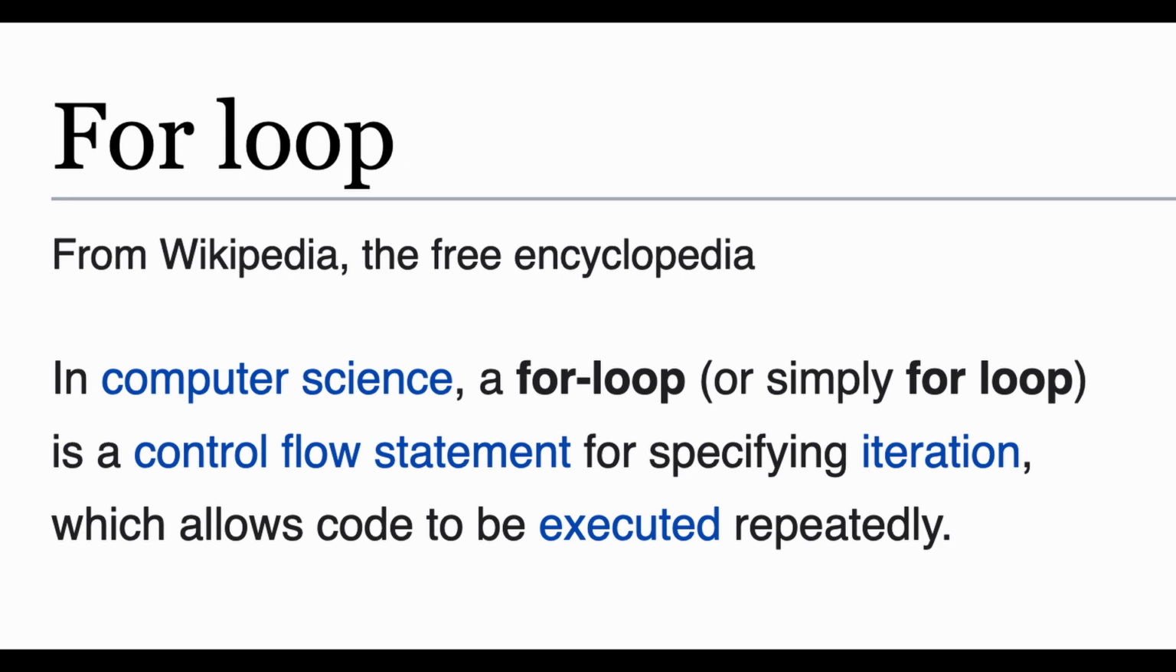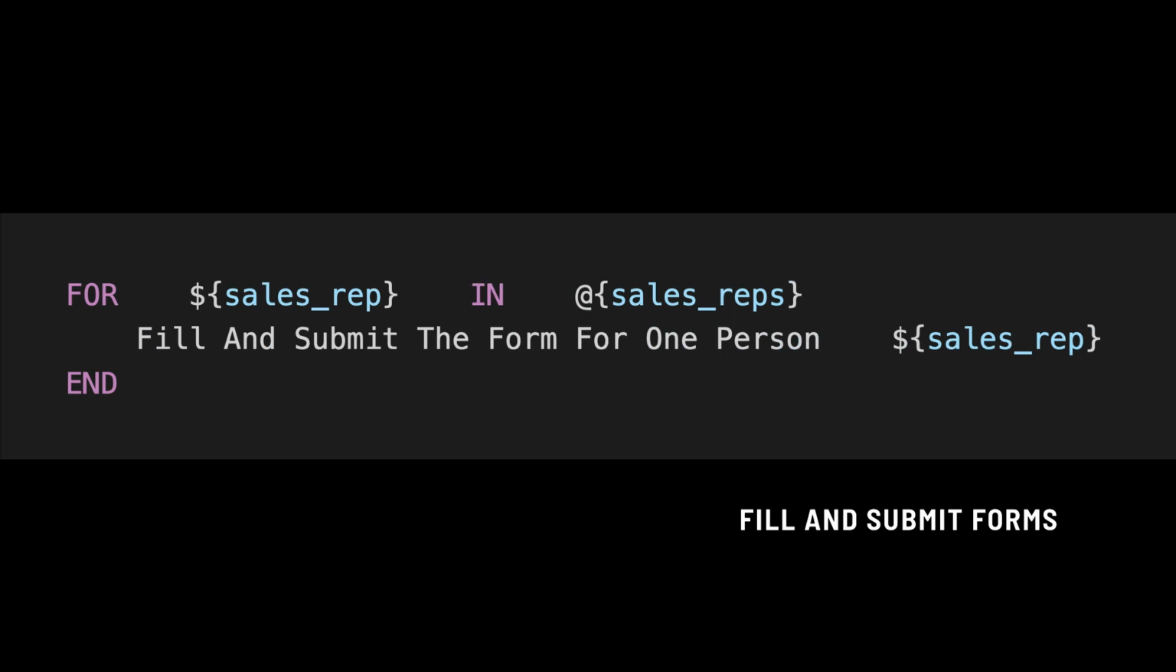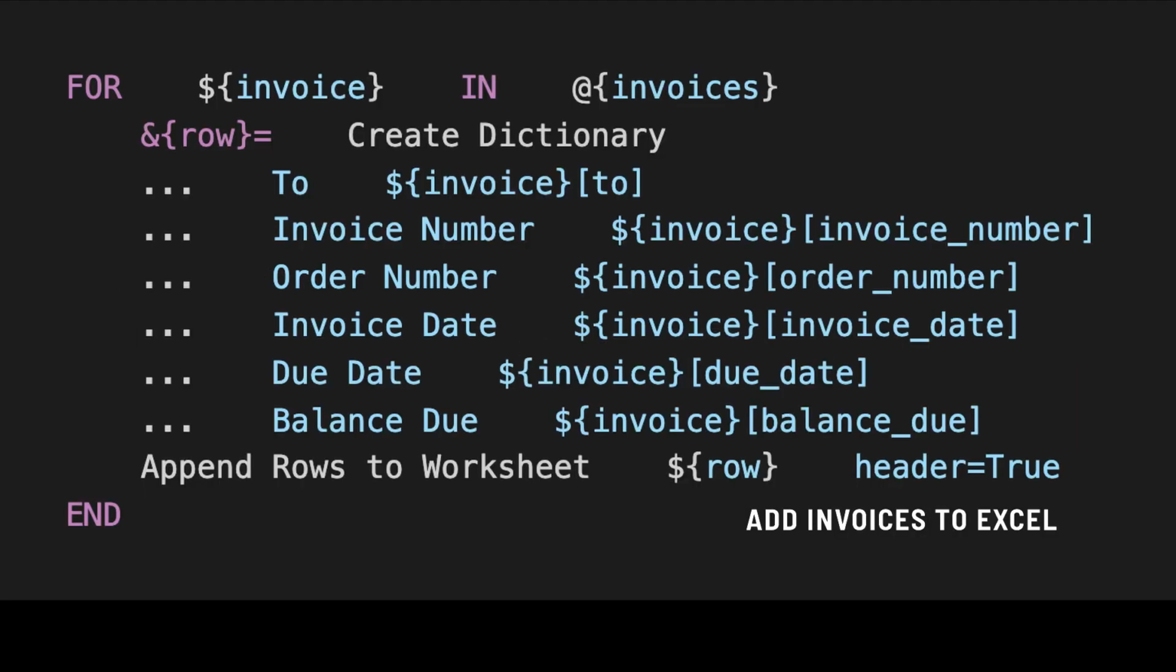In computer science, a for loop is a control flow statement for specifying iteration, which allows code to be executed repeatedly. Looping is useful in RPA or robotic process automation. You could process a list of orders, fill and submit forms many times in a row, add invoice rows to an Excel worksheet. In short, loops are useful whenever you want to do something repeatedly.